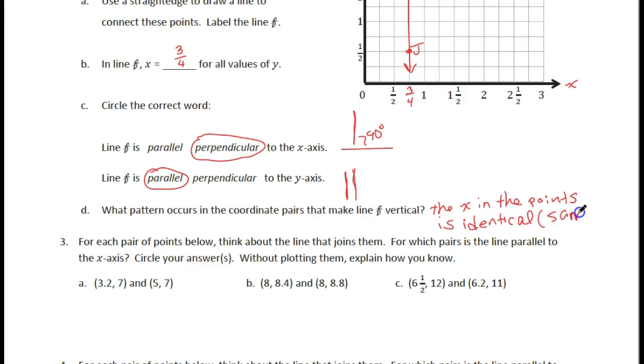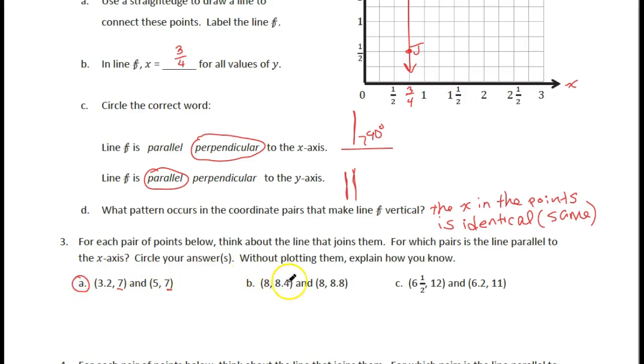Parenthesis, same. Doesn't change. For each pair of points, think about the line that joins them. For which pairs is the line parallel to the x-axis? So remember that if they were all the same, it meant it was perpendicular to the x-axis. So on this one, what we're looking for then, if the y is the same, then it's going to be perpendicular to the y and parallel then to the x.